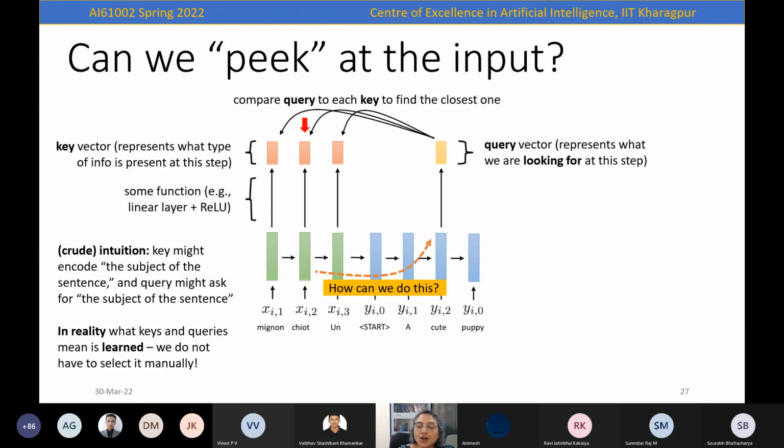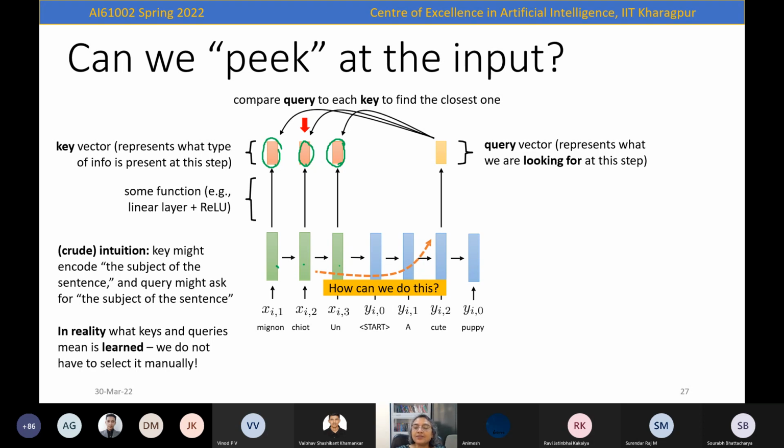So from the hidden states in the encoder, we apply some function and get a key vector corresponding to each of these states. So this is key 1, key 2, key 3, corresponding to time step 1, time step 2, time step 3 of the encoder sequence.